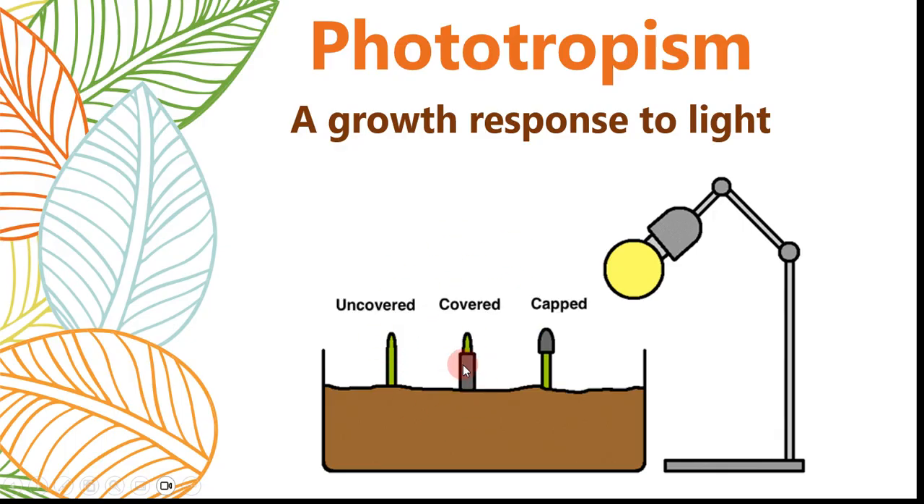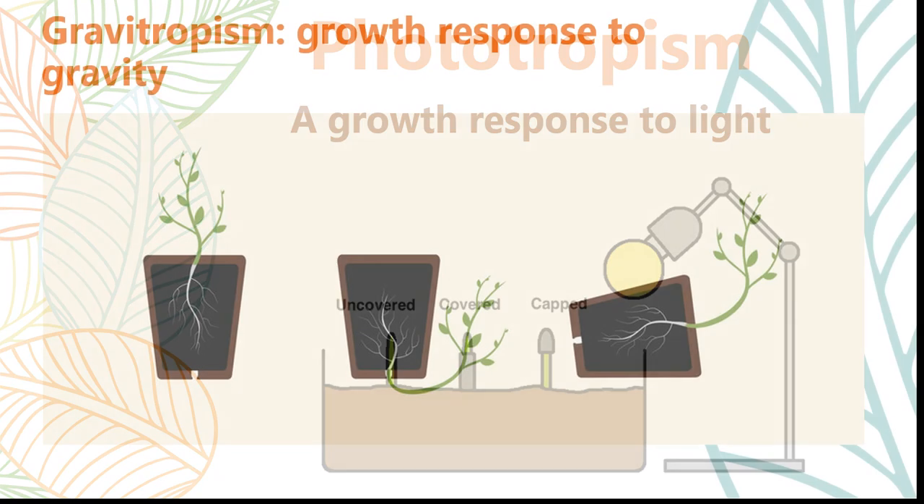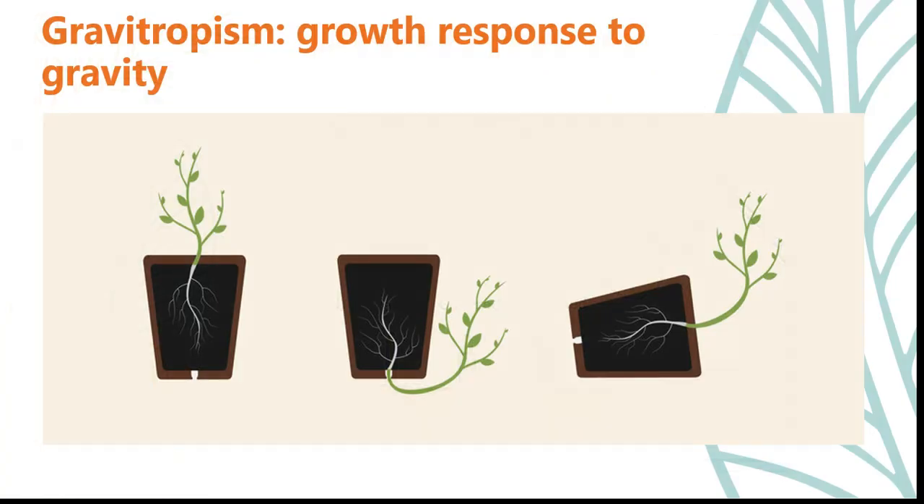Now, they covered the base of this one to see, okay, well, look, it's going to the light. But when they covered the top of it, it did not bend toward the light. This is why we have the hypothesis that the auxins causing it to bend are only in the tip. Okay, so this is an experiment that's been done. That's pretty cool.